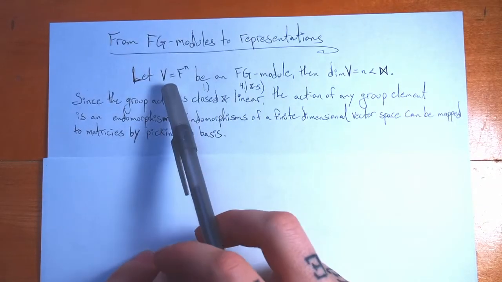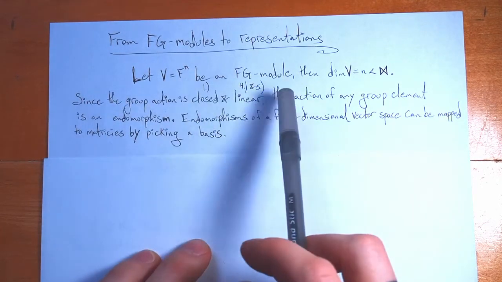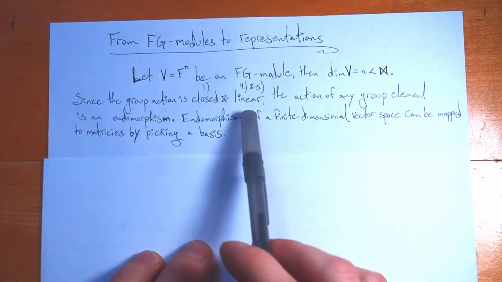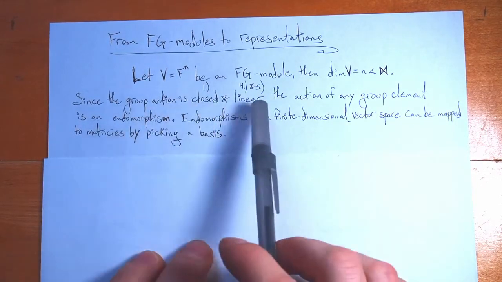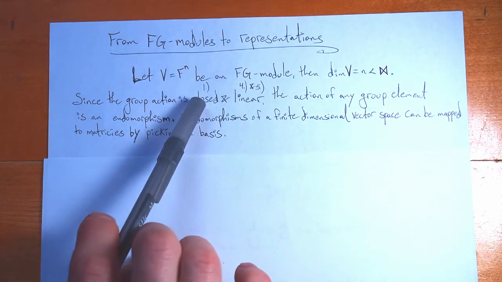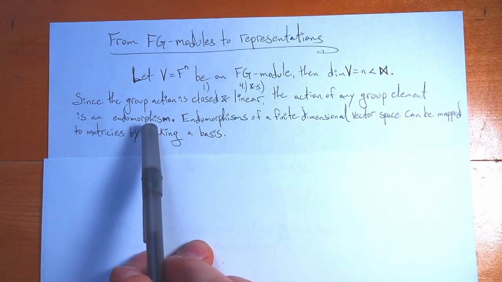Okay, so suppose we start with a vector space. Could be C^n, R^n, and let that vector space be an FG module with some finite dimension. Since the group action is closed and linear, and here I'm just labeling which of those 5 properties I'm using, from the definition that I just showed you, the action of any group element is an endomorphism.